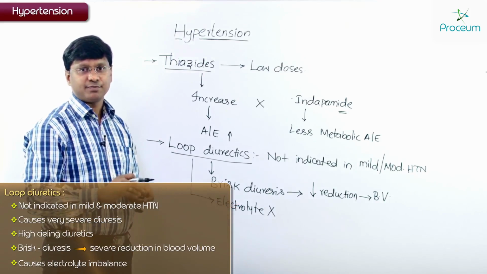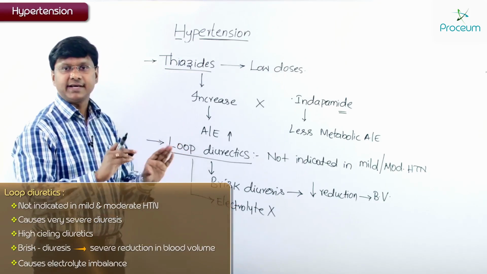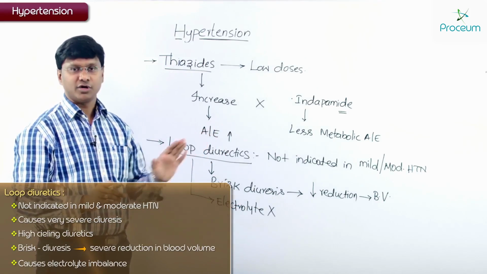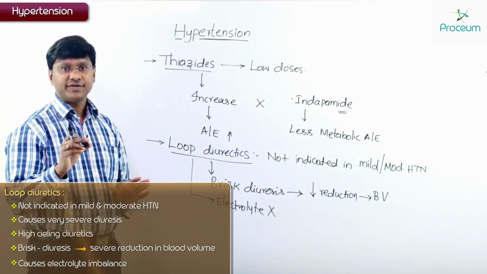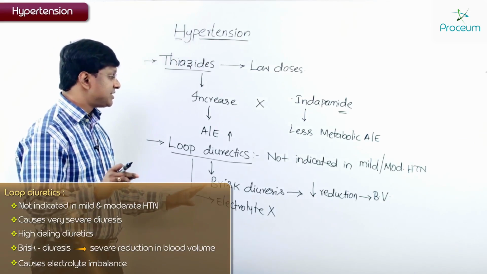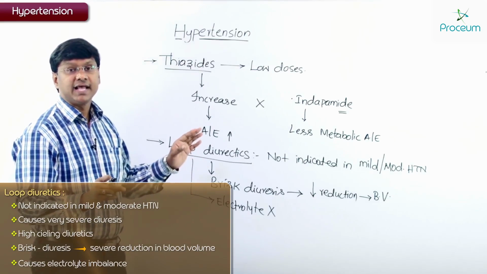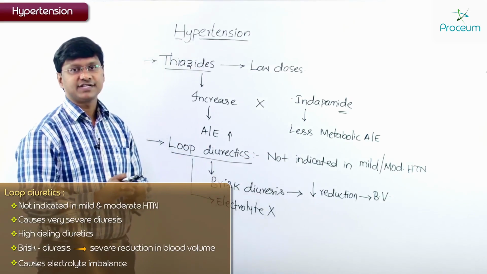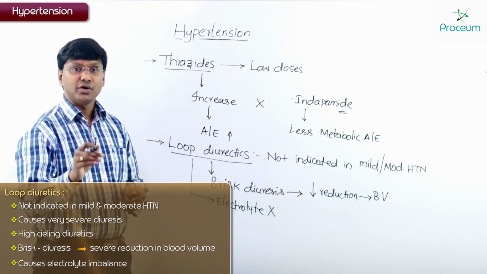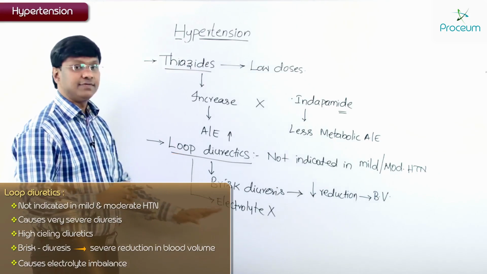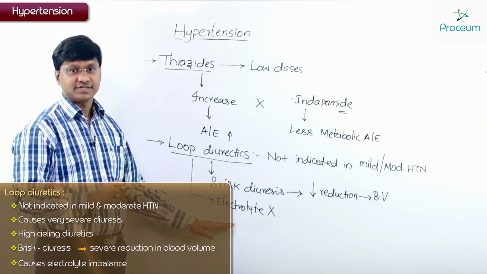So this is a very important point. Loop diuretics are not indicated in mild or moderate hypertension, because whenever we use these loop diuretics, they will cause brisk diuresis, and thereby there is very severe reduction in the blood volume of the individual. And not only that, these loop diuretics will also cause electrolyte disturbances.